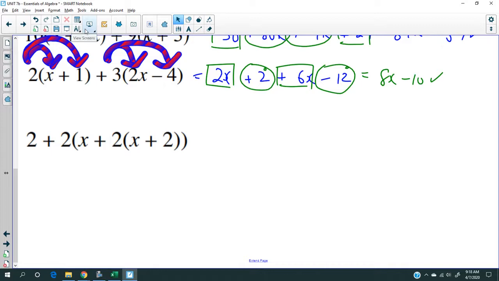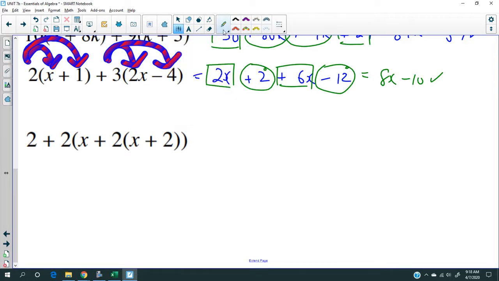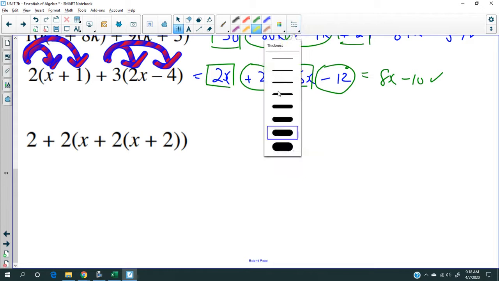Okay, all right. So let's see now. This one, should I use something in gold? Even though it's not gold, it's just yellow. No, there's no gold there. Paintbrush. Yeah, let's use paintbrush. All right, let's live a little.